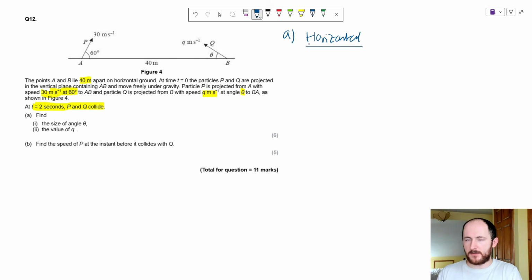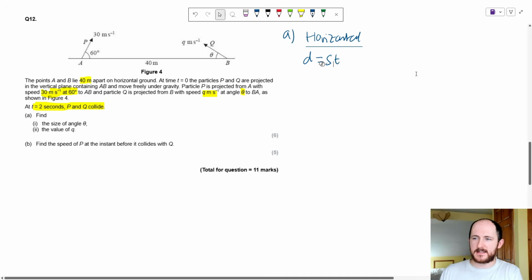Now, horizontally, remember, we use distance equals speed times time. By the way, with the letters I chose for these, I've had arguments with my students. We decided that I'll just write out the words, like literally distance equals speed times time, but I can't be bothered. But yes, distance is speed times time.